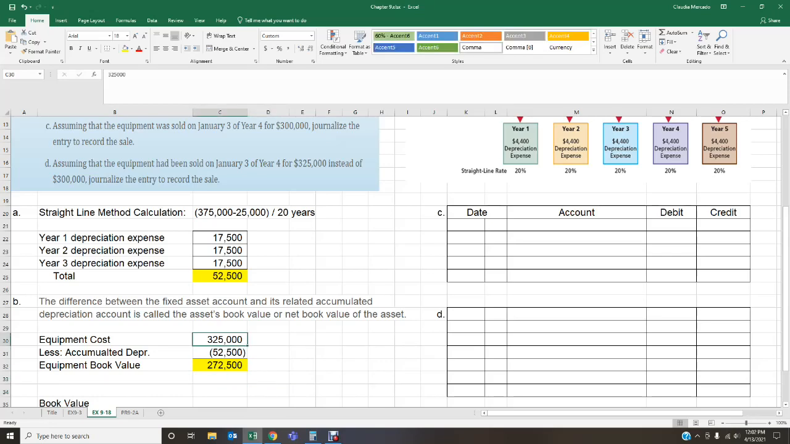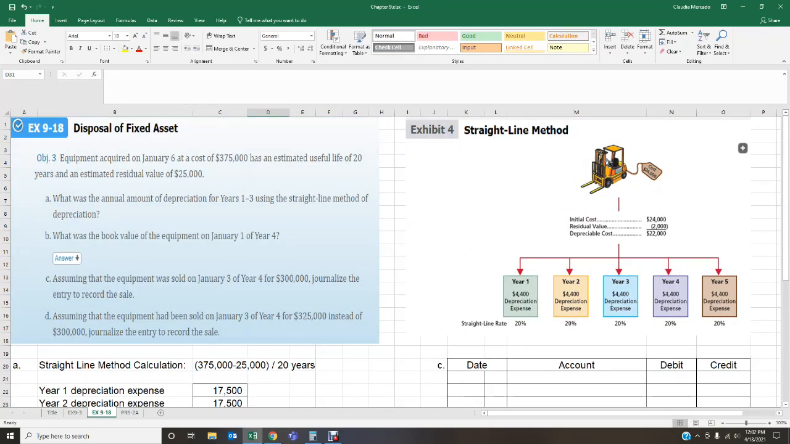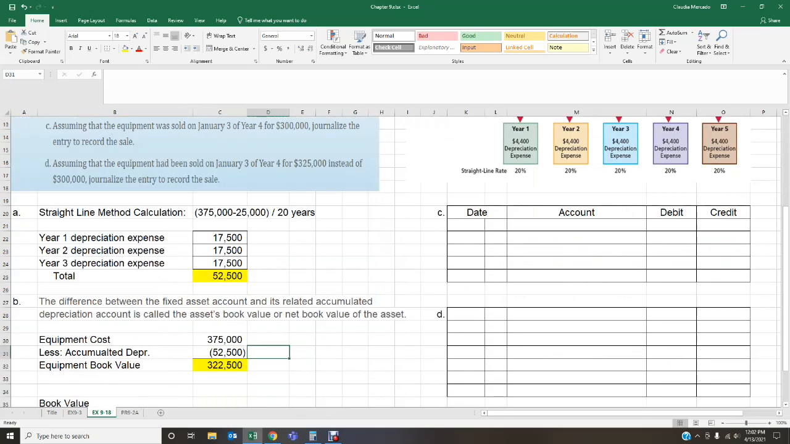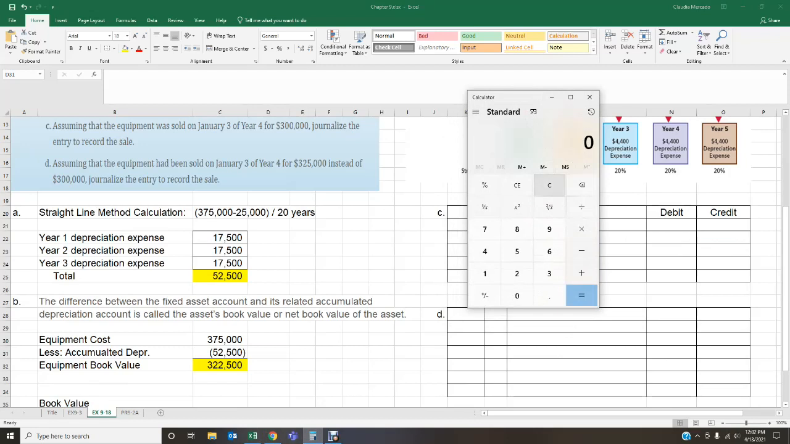The equipment cost was $375. I mistyped it, and I was like, what's going on? So my equipment cost was $375 right there. It was depreciated for $52,500, so that means my equipment book value is $322,500. All I did was take my cost, $375, and subtract my depreciation for the 3 years, $52,500. That gives me my book value of $322,500.